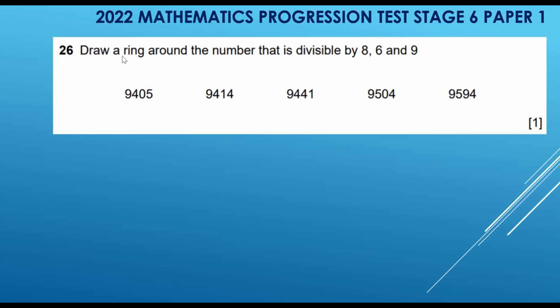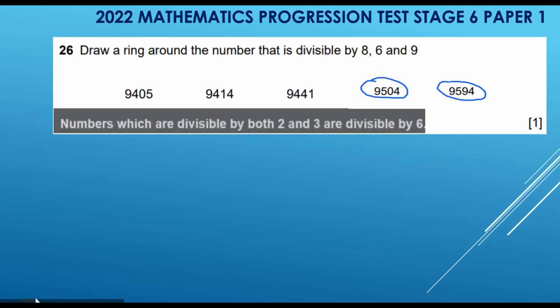Next question, draw a ring around the number that is divisible by 8, 6, and 9. So 10 seconds. 10, 9, 8, 7, 6, 5, 4, 3, 2, 1. If you're not finished, you may pause this video. Let's reveal the answer now. So we got 9,504 and 9,594 as our answer. Here's how it works.